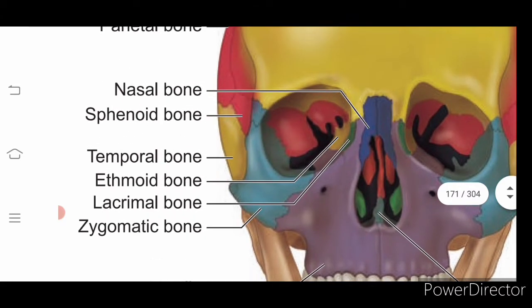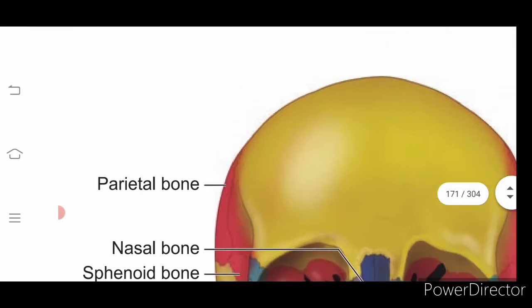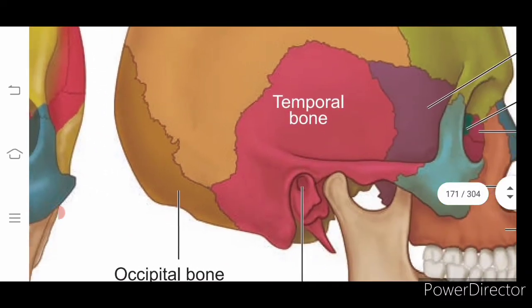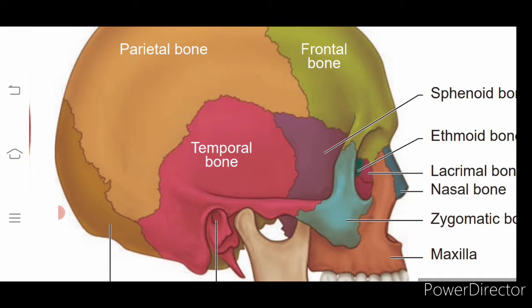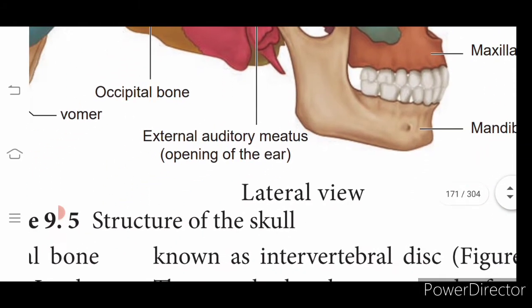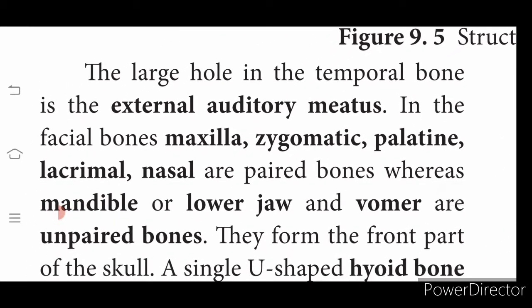So nasal bone, sphenoid, temporal, ethmoid, lacrimal bone, zygomatic bone, maxilla, mandible are given in the frontal view. This side view is much clearer for you. So with this you can know what bones are present in your skull. Then the large hole in the temporal bone is the external auditory meatus. Touch and feel your temporal bone. In that there is a big opening that is called the external auditory meatus.